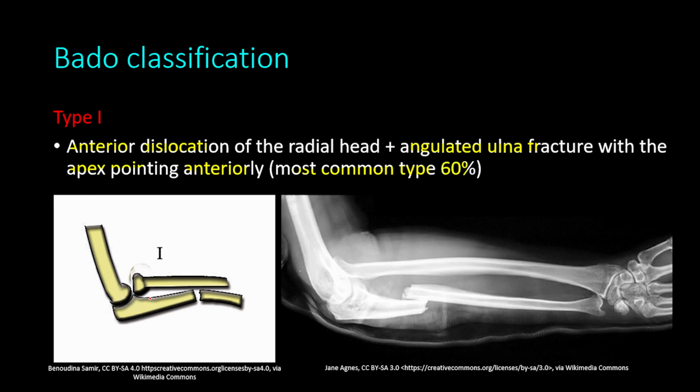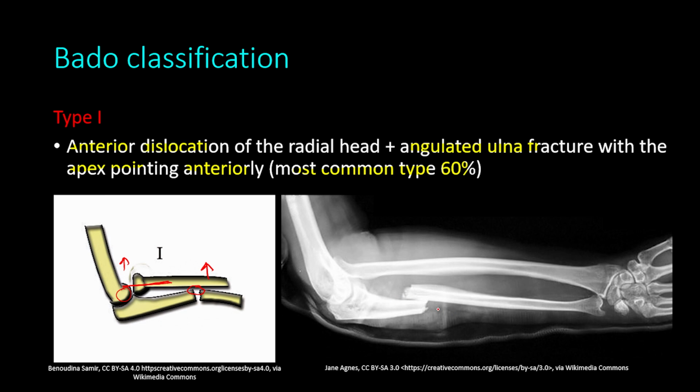So on the left picture here, we can see a simplified drawing of the Bado type 1. We can see that the radial head is dislocated because the radiocapitellar line does not cross the capitulum here, so the radial head is dislocated, and we can see that it is anteriorly dislocated, and we can also see that the ulna is fractured and angulated, and the apex of the angle is pointing anteriorly too.